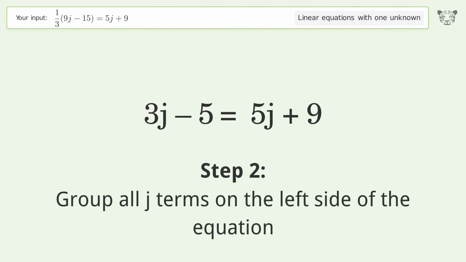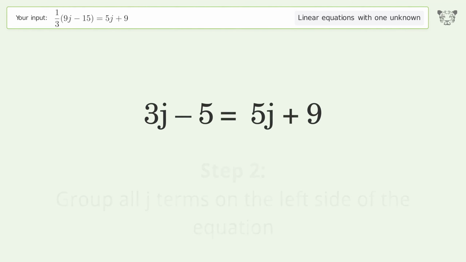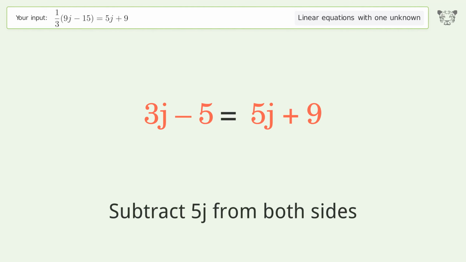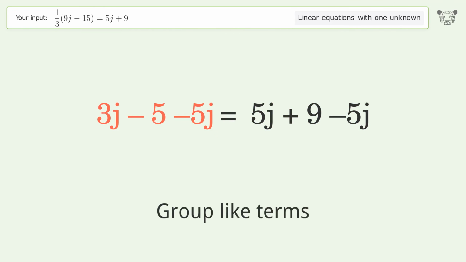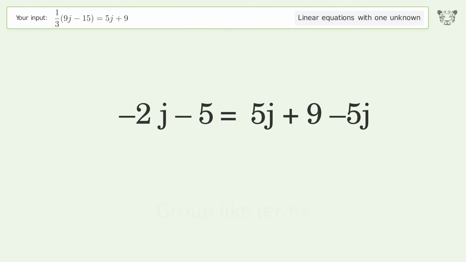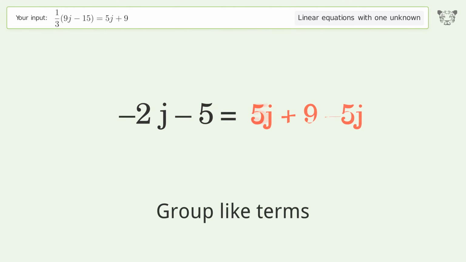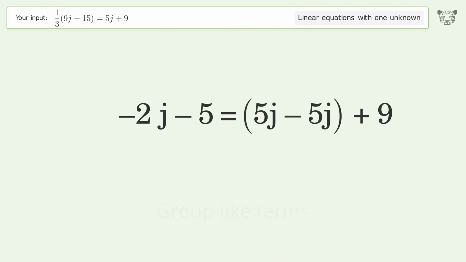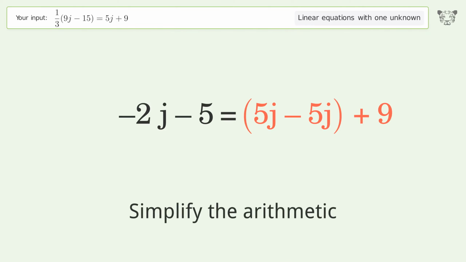Group all j terms on the left side of the equation. Subtract 5j from both sides. Group like terms. Simplify the arithmetic. Group like terms. Simplify the arithmetic.